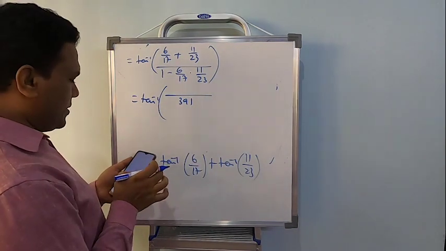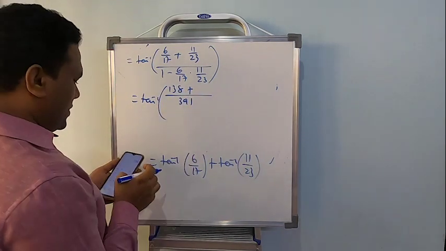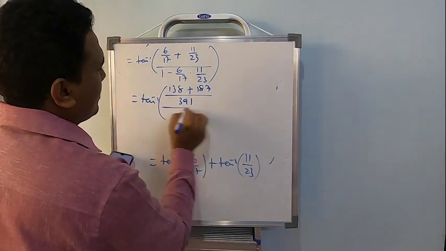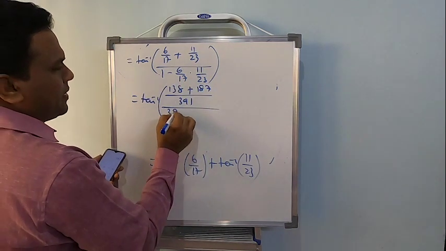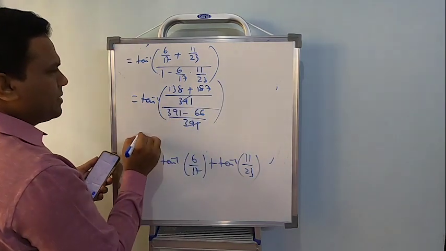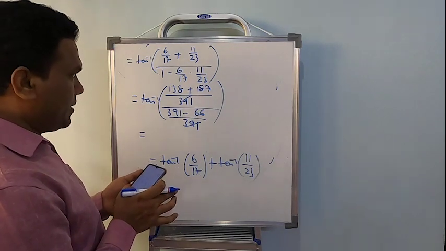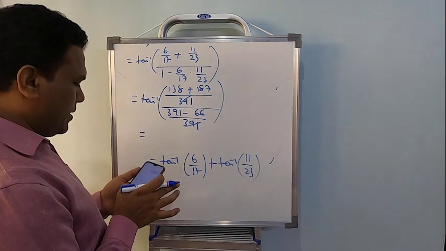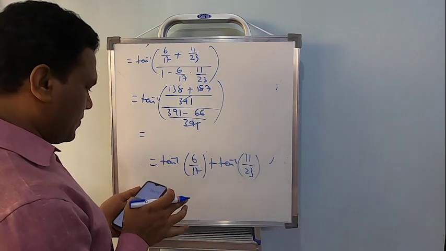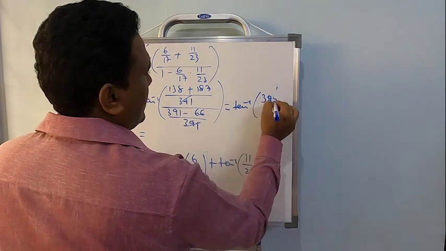Okay, so numerator is 6 multiplied by 23, so that's going to be 138, plus 17 multiplied by 11, that's going to be 187, minus, so this is going to be 391 minus 66 by 391. Eliminate this. Let us see the numerator value. Now the numerator is 138 plus 187. So how much will that be now? So this will be equal to 325. So the numerator value is 325.